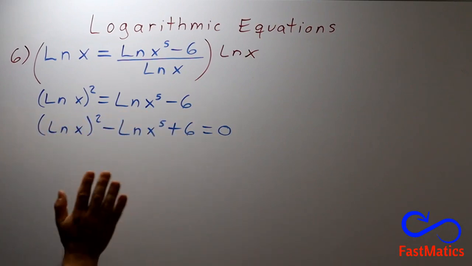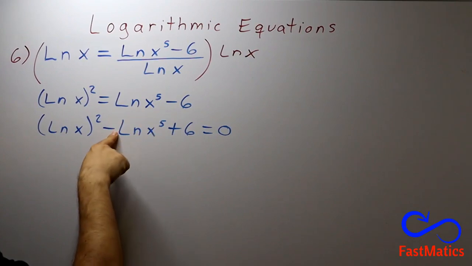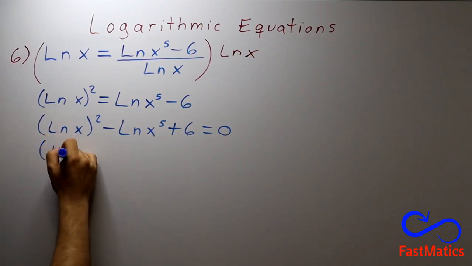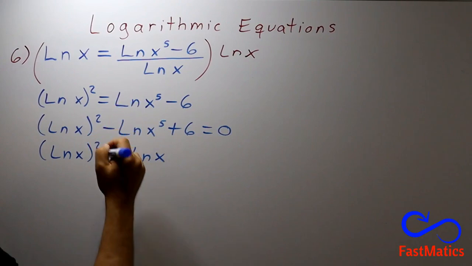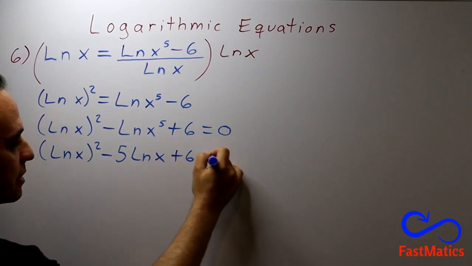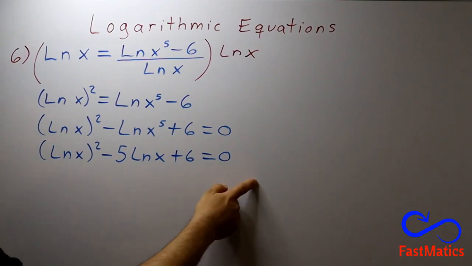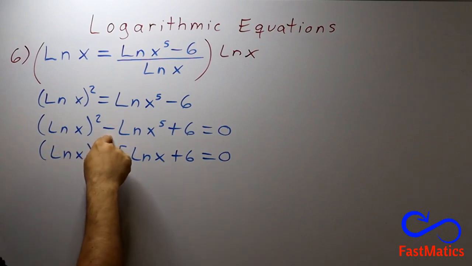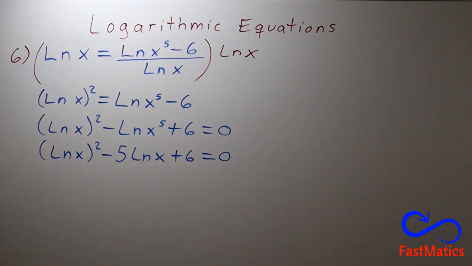But I remember that the property of logarithms tells me that I can pass the exponent here. So let's do it. We have ln of x squared minus 5 ln of x, I pass the 5 here, plus 6 equal to 0. Perfect, because here I have a quadratic form. This expression squared minus this expression times 5 plus 6. Okay, perfect. So I can solve it by factorization, with the quadratic formula, or by completing the square.